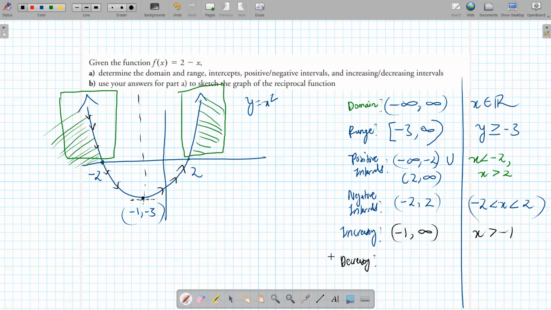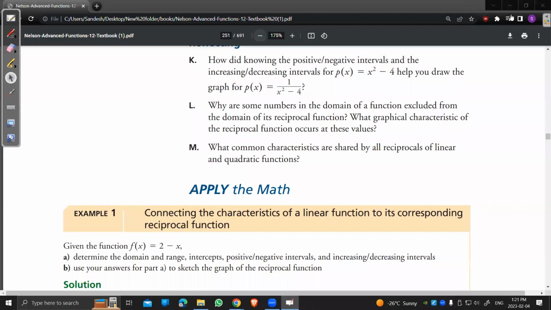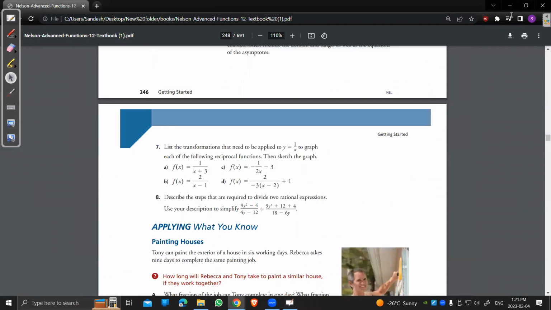Where's this function decreasing? When x is greater than -1. Not greater than, less than. When x is less than -1. Oh, actually, no, we're good. When x is less than -1, or when x is anything between -infinity and -1, like here up until here, the function is decreasing. Okay, that makes sense. It's not too complicated.